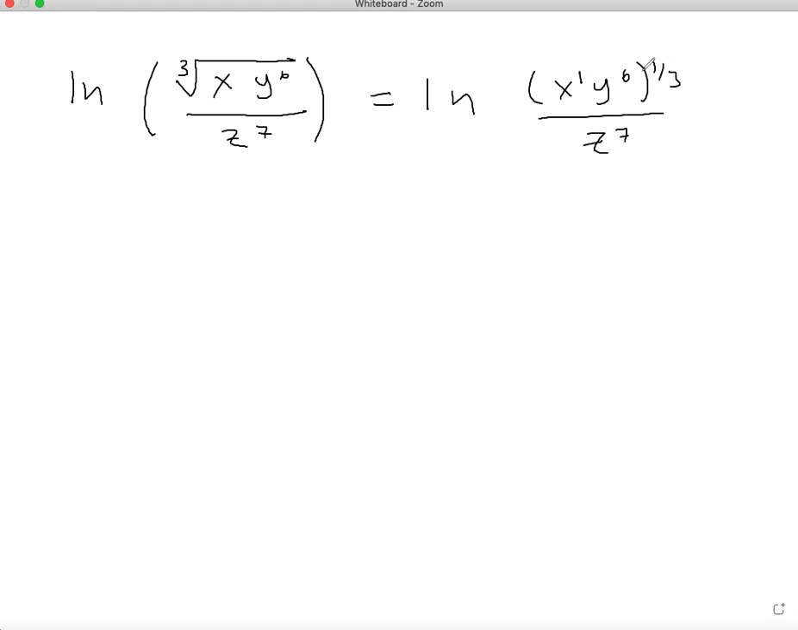So here I'm just going to multiply that 1/3 to both the 1 and the 6. So I'll slip down here with it, and that's going to be natural log of x to the 1/3, and then 1/3 of 6 would make y squared over z to the 7th. And then from here we're pretty well home free.